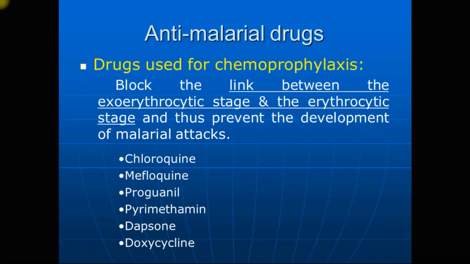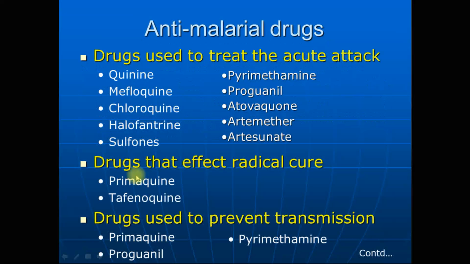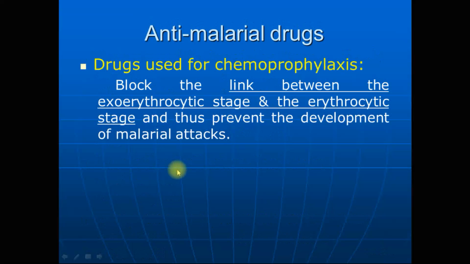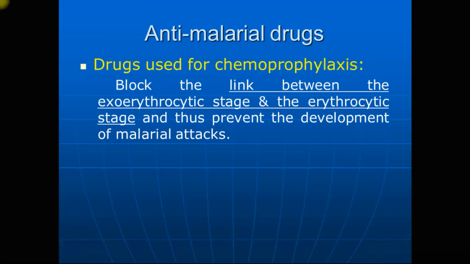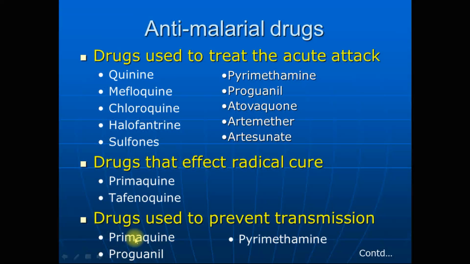How can you remember each of these classes? Because many times you have seen that some of the drugs are repeating. Say for example, chloroquine you will find as an example everywhere, except in the case of prevention of transmission, or maybe the radical cure. Otherwise you will find it in both cases, that is for acute attack and chemoprophylaxis. Similarly, if you check the example of primaquine, you will find it everywhere except acute attack.